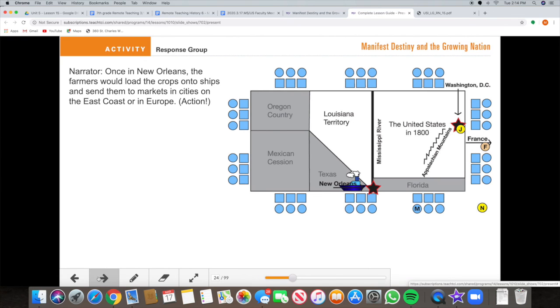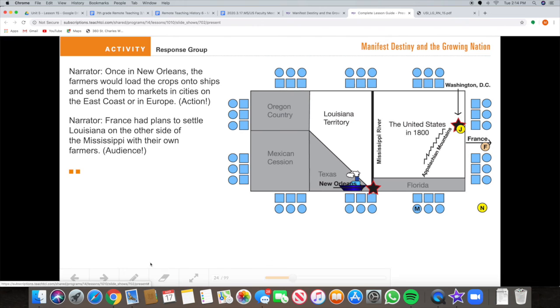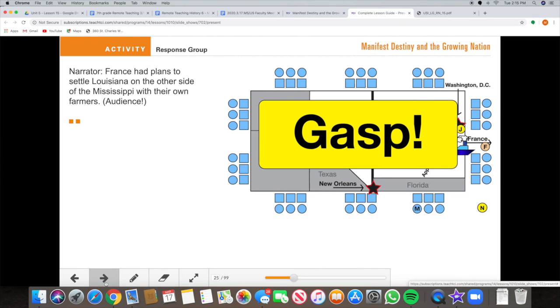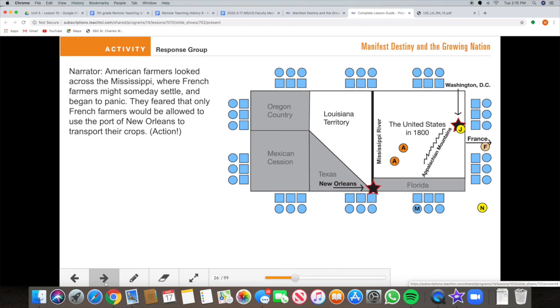Once in New Orleans, the farmers would load the crops onto ships and send them to markets in cities on the East Coast or in Europe. Oh, yep, we know that already. France had plans to settle Louisiana on the other side of the Mississippi with their own farmers. Remember, we have to gasp. Shocking. American farmers looked across the Mississippi where French farmers might someday settle and began to panic.